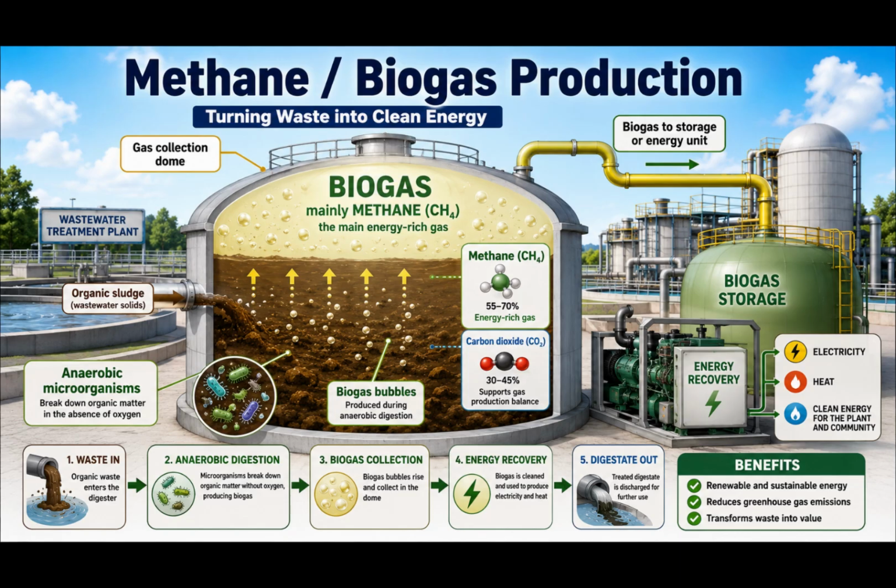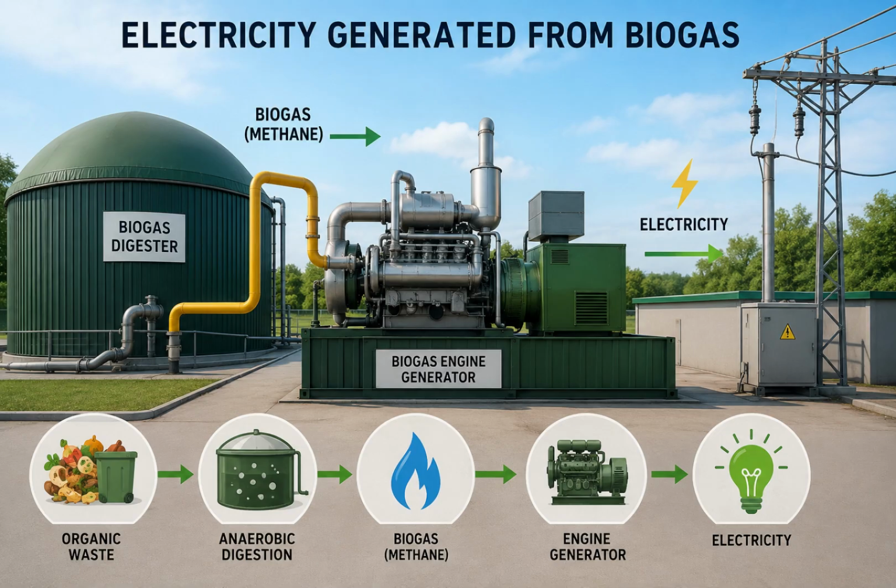Anaerobic digestion also produces biogas. Biogas contains a large proportion of methane, together with carbon dioxide and small quantities of other gases. Because methane contains energy, the biogas can be collected, cleaned, and used as a fuel. It may be burned in an engine or turbine connected to a generator, producing electricity for the wastewater treatment plant.